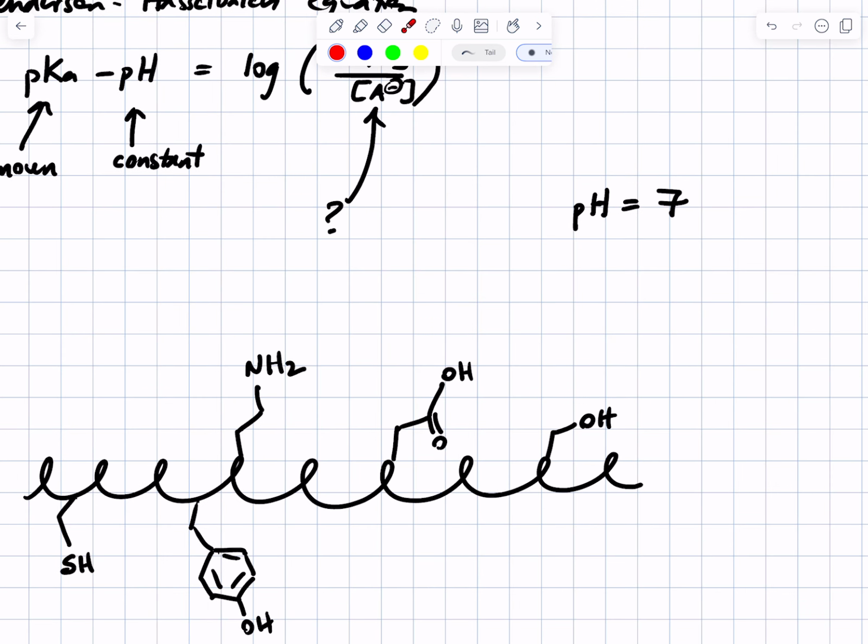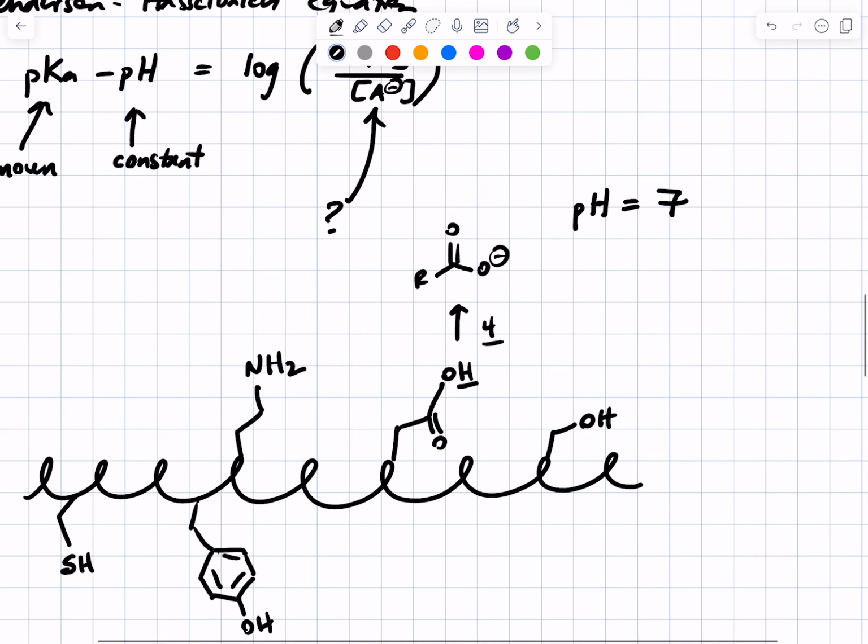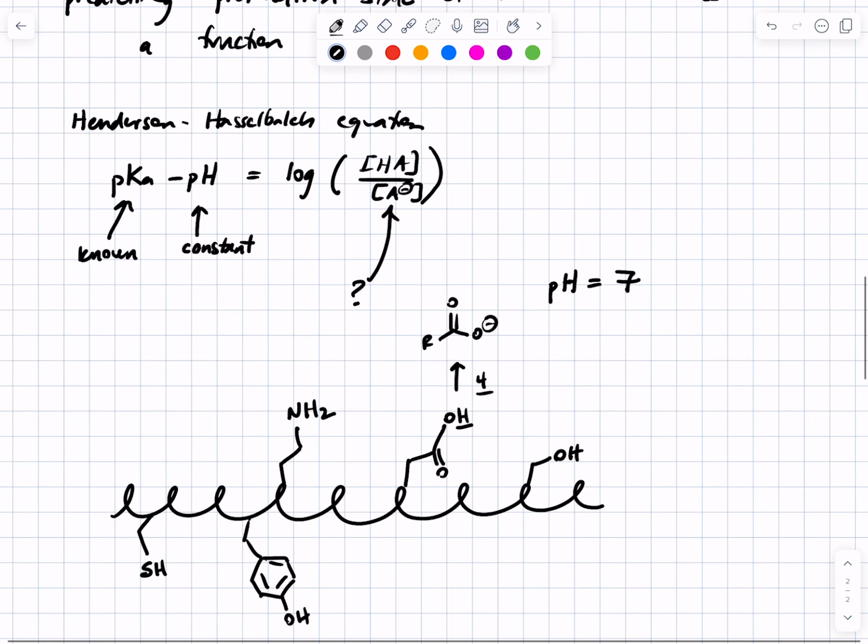Let's start with the carboxylic acid, which is easy because you can recognize it. What I would do is draw the conjugate base. Then I would look up the pKa information for the neutral carboxylic acid going to the negatively charged conjugate base. And I would see, if I did that, that the pKa is 4. Now, here's how to apply the Henderson-Hasselbalch equation.